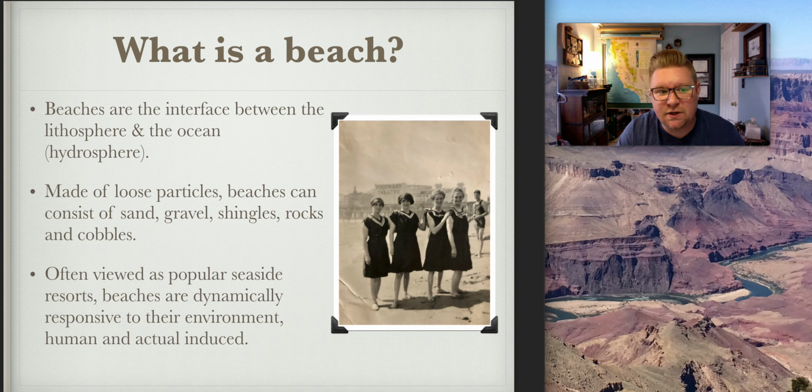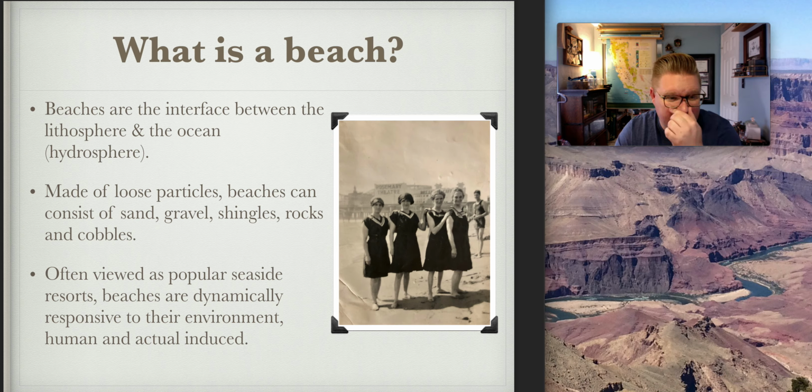The beaches themselves are usually made of loose particles. Beaches can consist of sand, gravel, shingles, rocks, and cobbles. What's interesting about sand is the word sand actually just defines the grain size. It doesn't actually identify what the specimen is made out of. So we have sand that's made out of diamonds, we have sand that's made out of quartz and feldspars, we have sand that's made out of seashells. So we have quite a diversity.